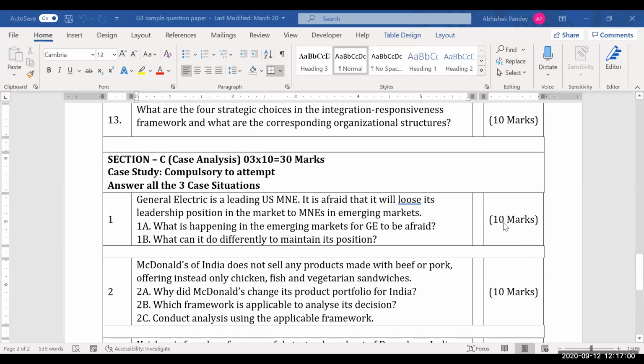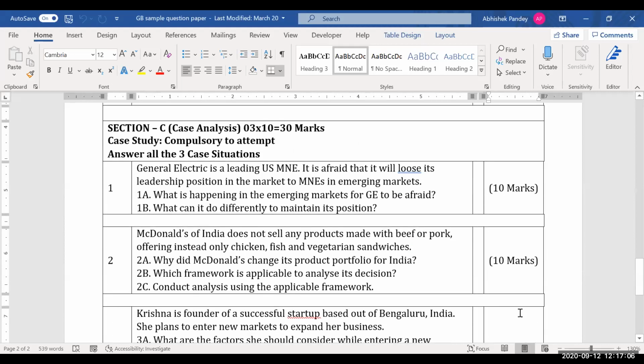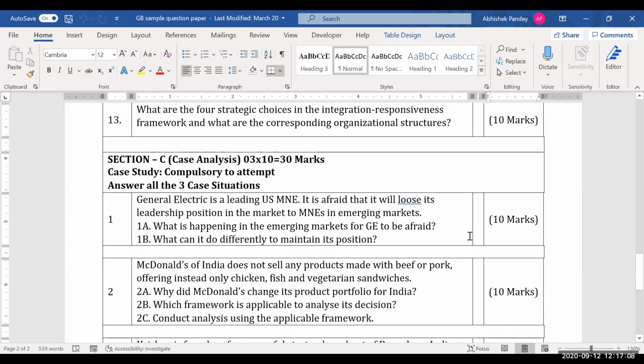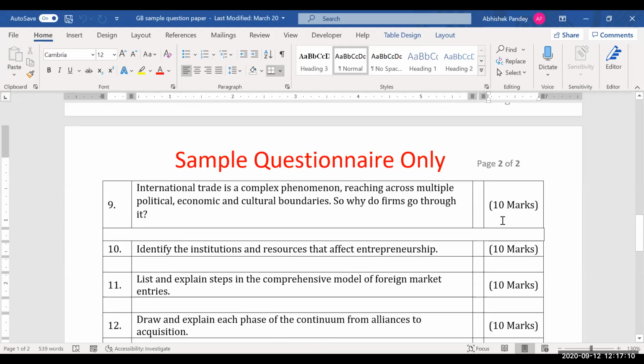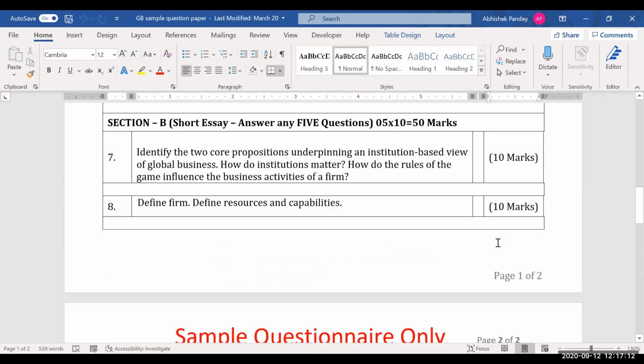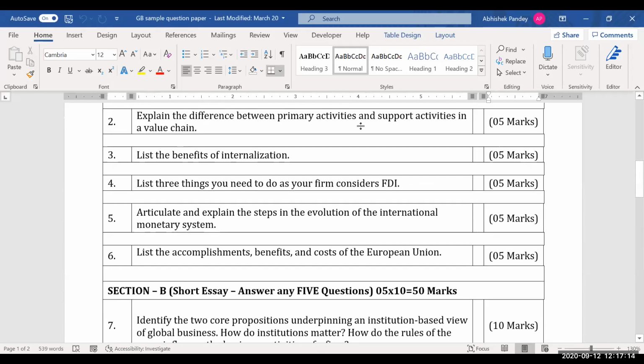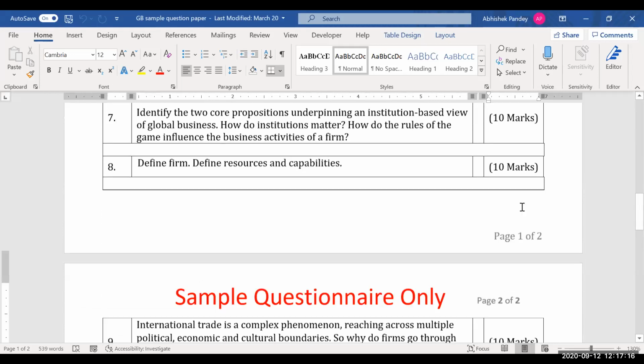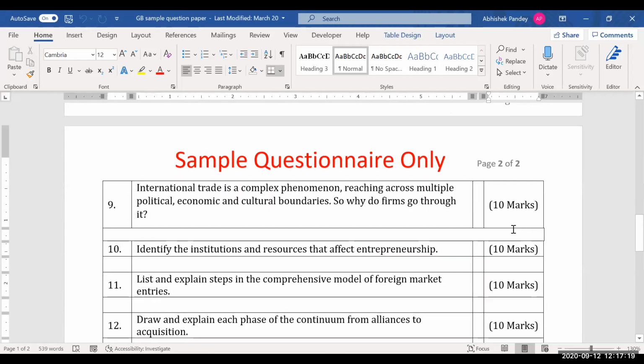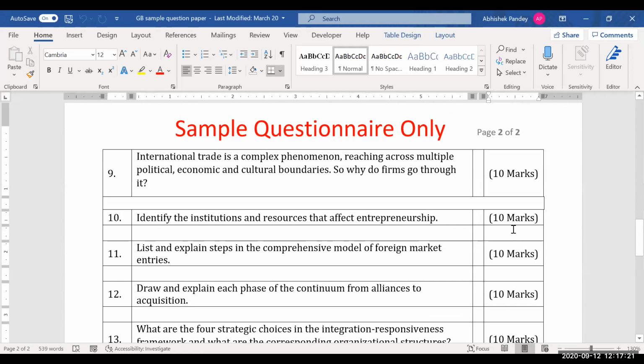So I'll check with Professor Rajan. These might be 15 marks each, like you're saying, 45 marks of case studies, and these might be lesser in terms of number. So there might be only 3 questions here, and only 4 questions here. But the questions don't change. The nature of questions remains the same.